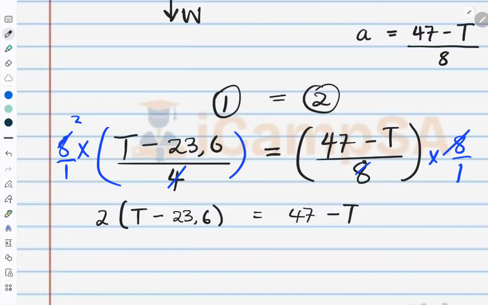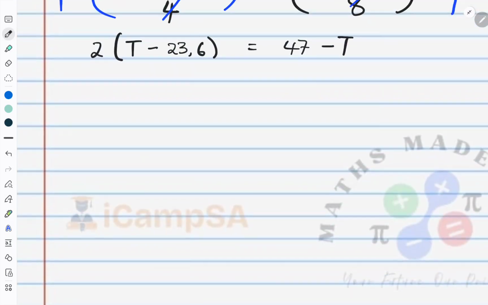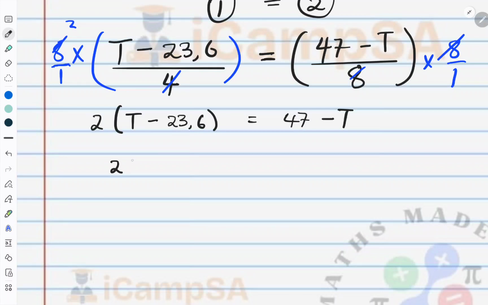So now they are all over 1. There's no fraction now. We're just dealing with equations that we're used to. So from here, you can multiply out. For instance, you'll have 2T minus 47.2 is equal to 47 minus T. So now we're trying to get T to be on one side.